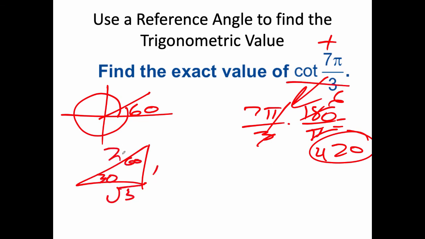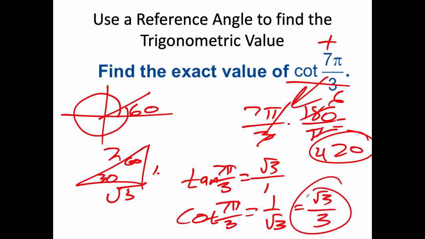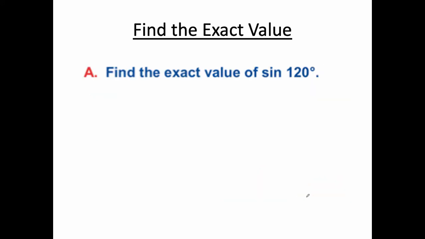I want the cotangent. I never work with cotangent. I always work with tangent. The tangent is square root 3 over 1. So the tangent of 7 pi over 3 is positive square root 3 over 1. That means the cotangent of 7 pi over 3 is flip it over, and then I should probably multiply the top and the bottom by the square root of 3, and we are good.